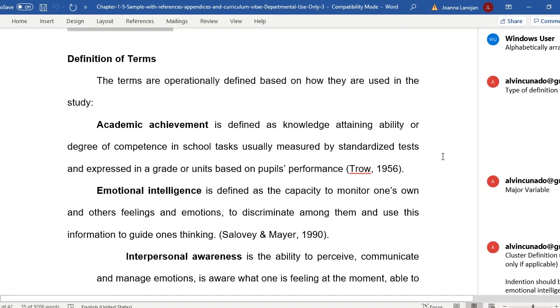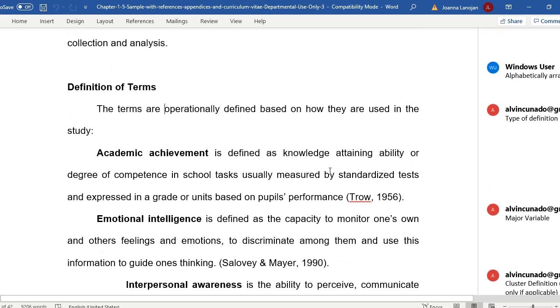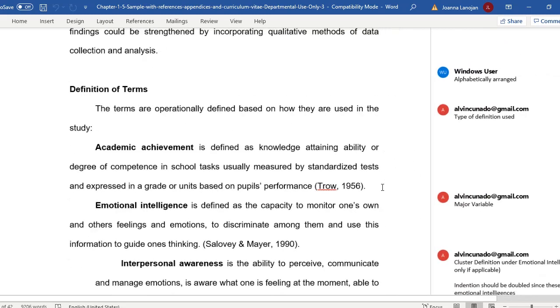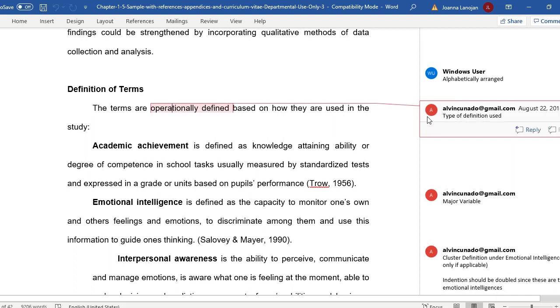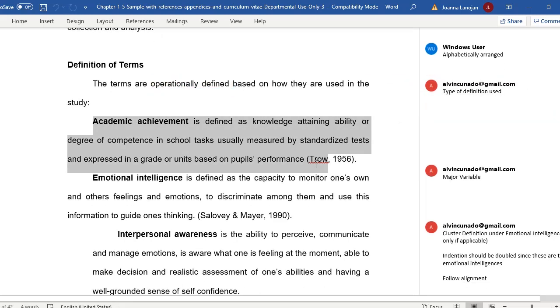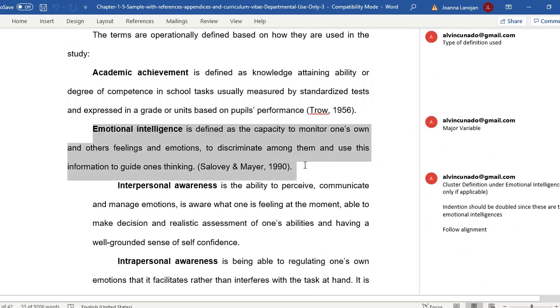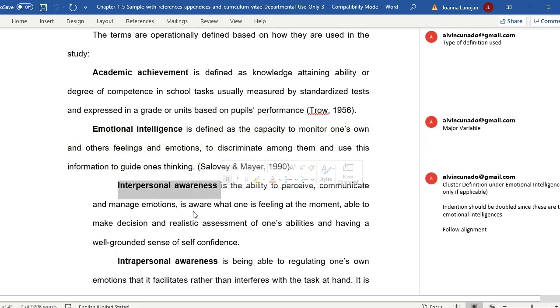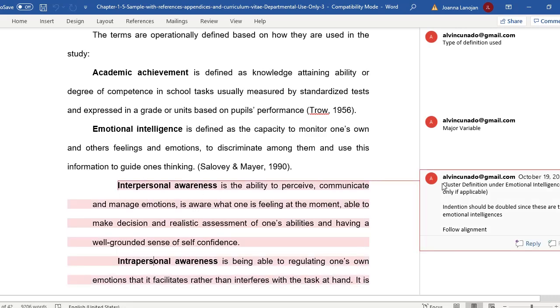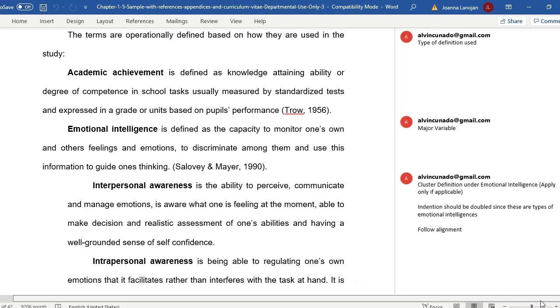take a look. If you see here, operationally defined. So, type of definition used. Academic achievement is defined as so and so. And then emotional intelligence is defined as, so that is a major variable. Under emotional intelligence, there is a separate sub-variable, interpersonal awareness.